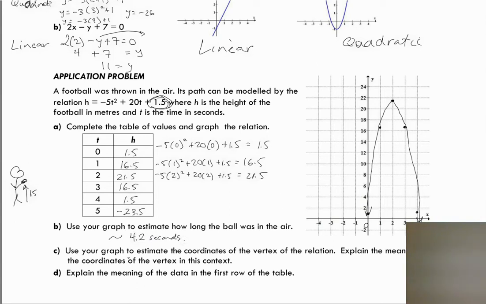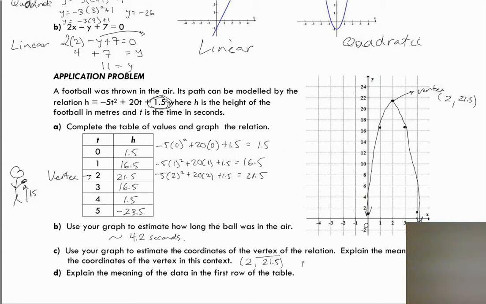All right, use your graph to estimate the coordinates of the vertex. The vertex is the peak. So what would you say? Well, our vertex happened at 2 seconds, so that's our x term along the bottom, and then where our highest number was is here. So here's our vertex, right here, 21.5. Okay, explain the meaning. So our vertex was 2 and 21.5.